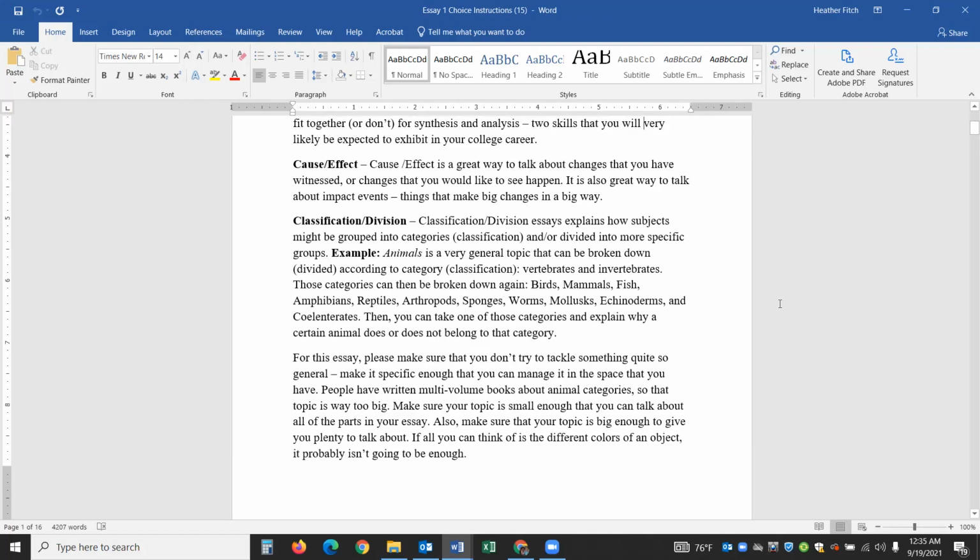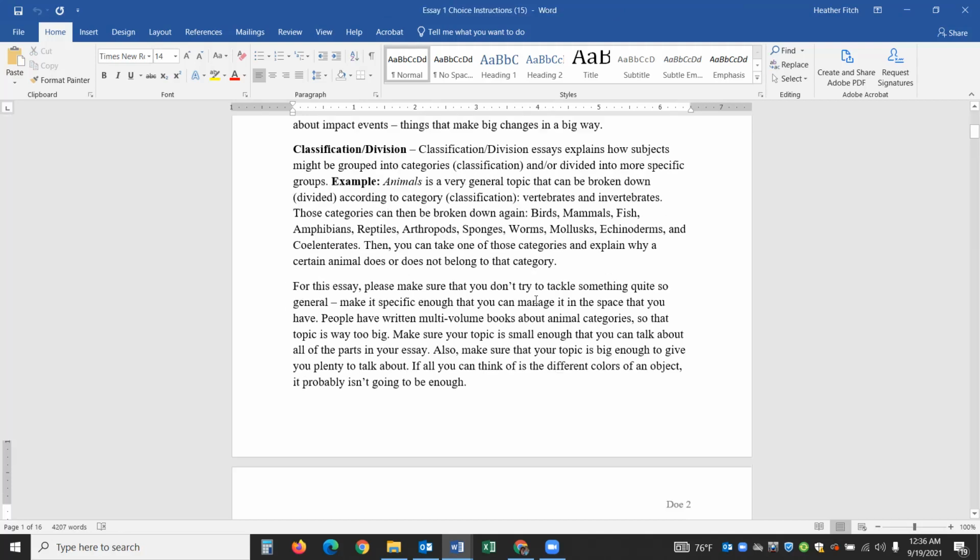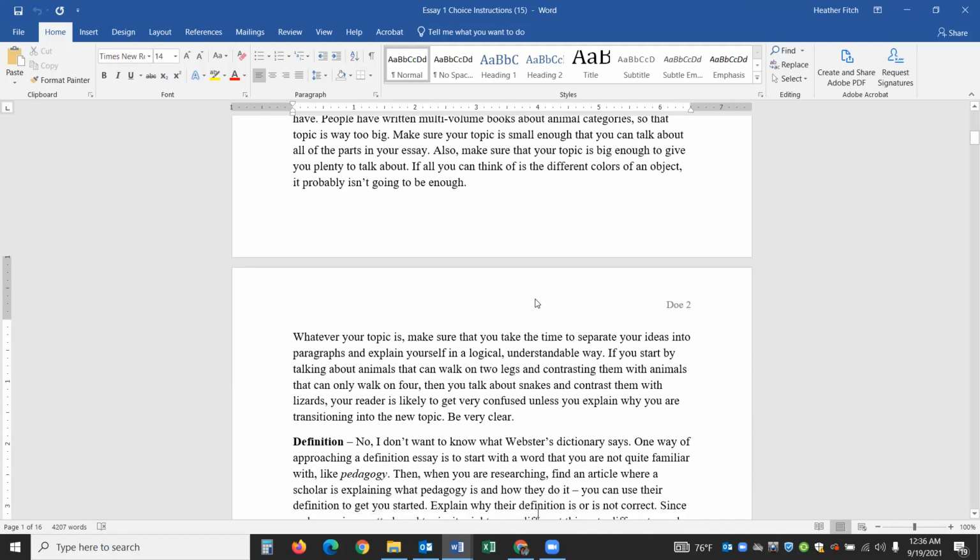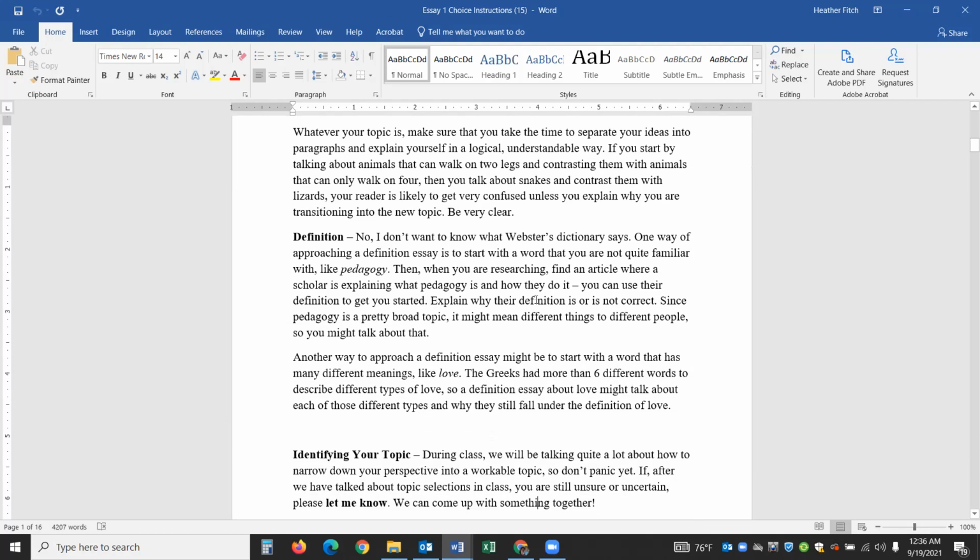Classification and division. The most easy one that we can think of, honestly, is the classification of animals and how we classify vertebrates and invertebrates and how we break those down into smaller groups. And eventually we get down to the genus and the species and all of that. I'm not asking you to write that essay. That's way too big. But we will be talking about classification and division and how that helps us and how you can write about it in your essays.